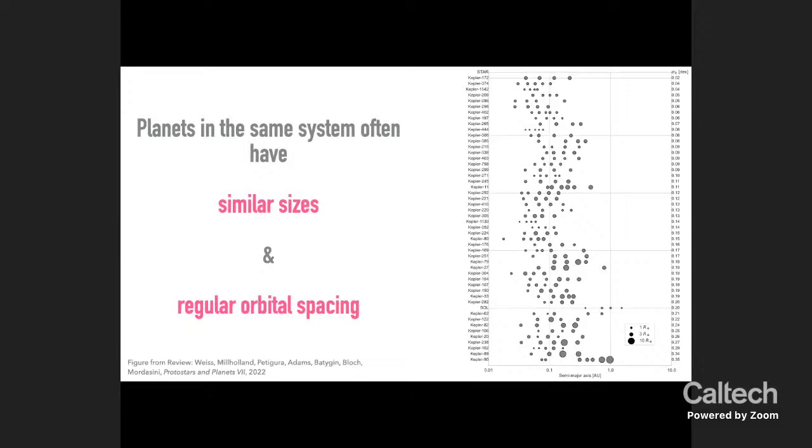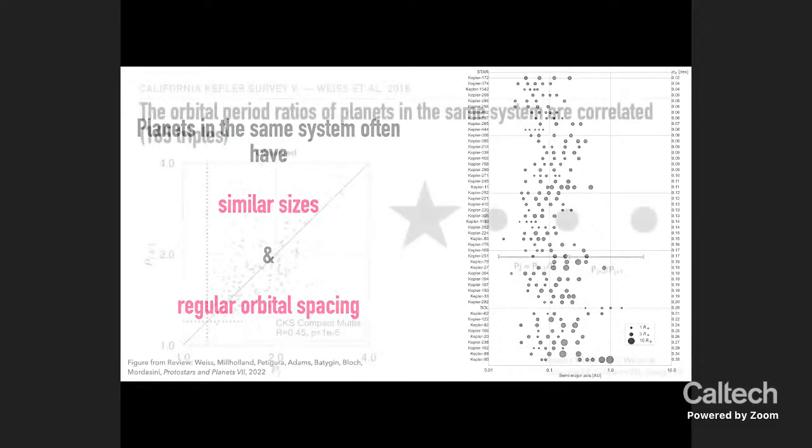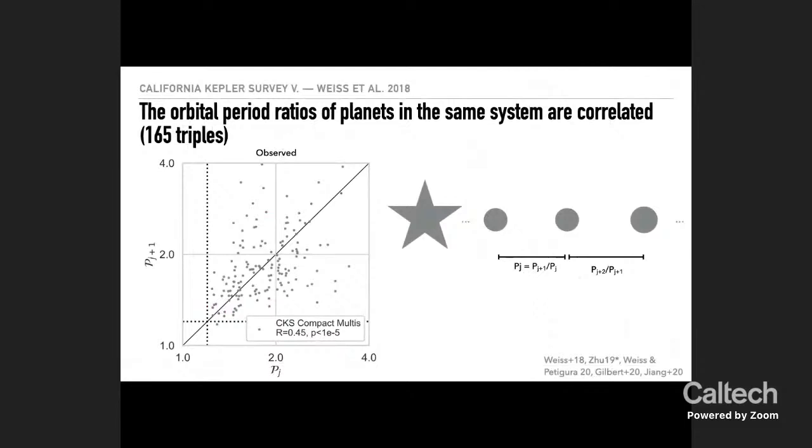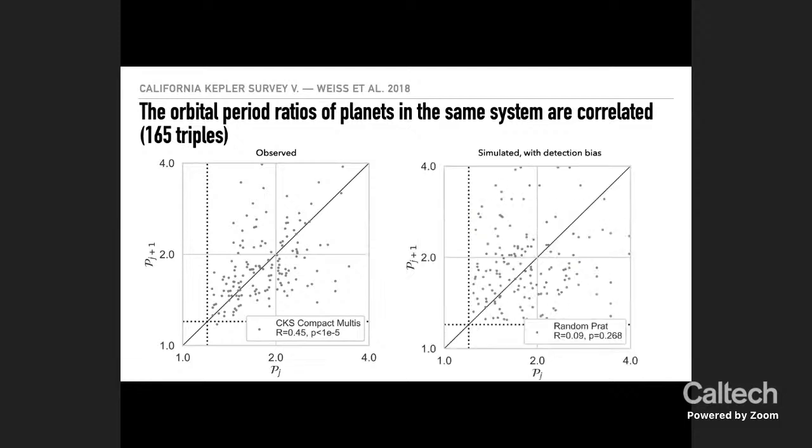Another pattern that I mentioned was regular spacing. So how do we do that? This is basically the same story. We took the systems with, in this case, 3 or more transiting planets and compared the ratio of their orbital periods for the innermost planet, which is shown on the x-axis, to the next pair on the y-axis, etc., iterating through all the available triples. And you can see there's significant correlation here as well, with a lot of white space in the upper left and lower right corners of this plot. Again, we can draw planets at random to simulate Kepler's detection bias, and we get something totally different.